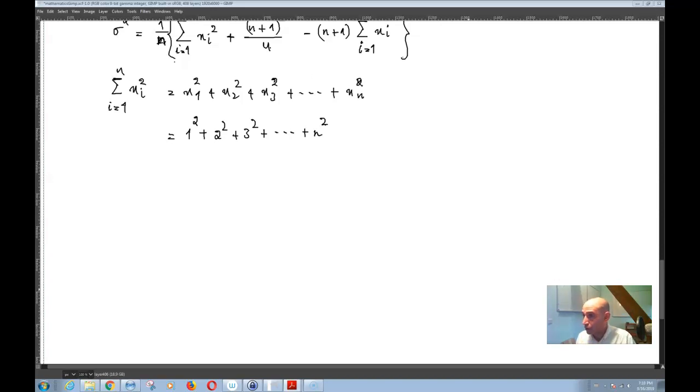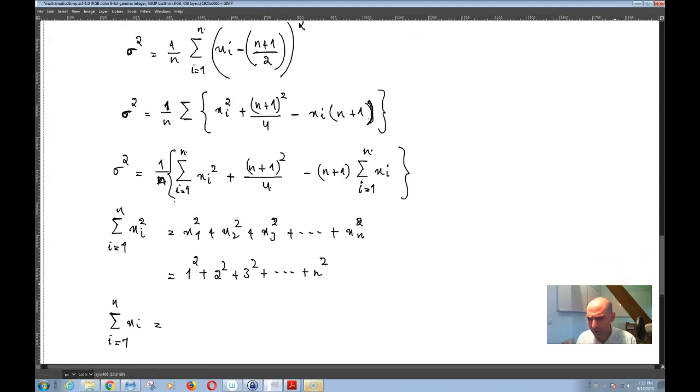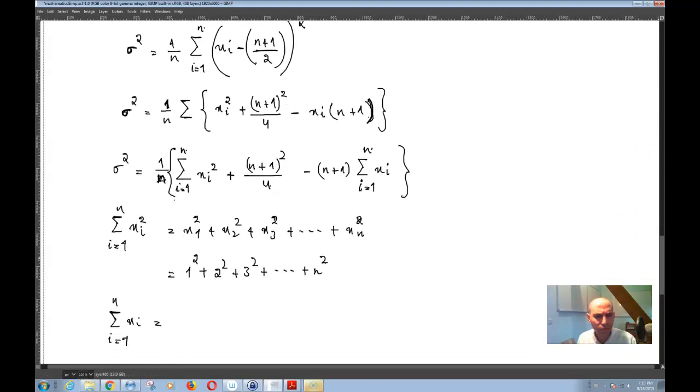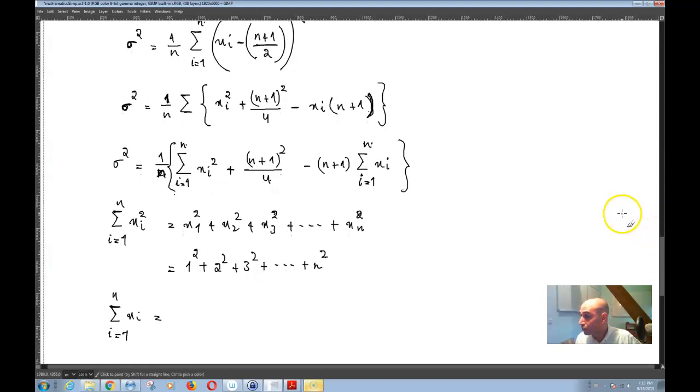So now we calculated sigma x of i, when i goes from 1 to n, as... let me see.